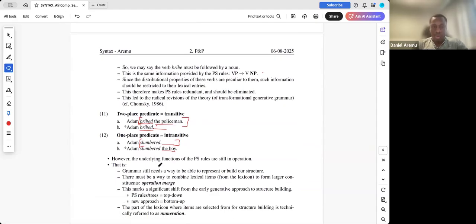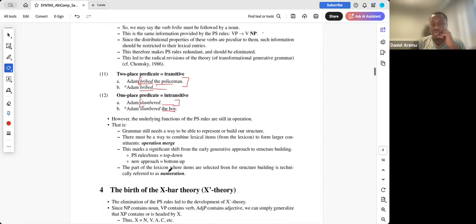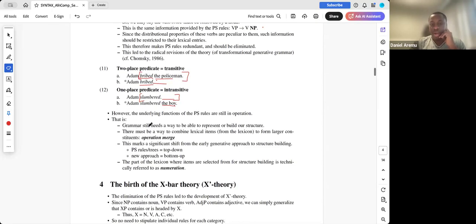However, the underlying function of the PS rule is still in operation. Remember I said that, and that is to the question that was asked earlier. The underlying function is that we want to make syntax explicit. All these things are in the mind of the speaker, but we want to see how it is represented, what is going on. That is the underlying assumption or operation. It is still in operation, but we just want to make it as simple as possible. And what that means is that grammar still needs a way to represent or build our structure, because that is the underlying assumption of the operation of the PS rule.